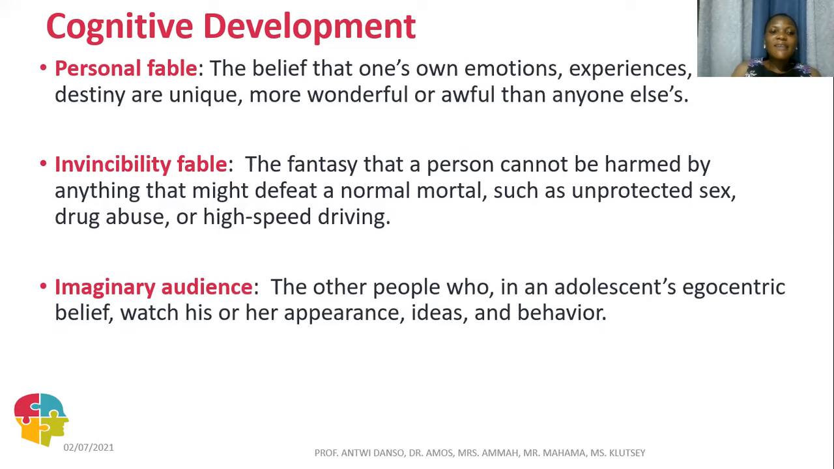Then we have what we call the invincibility fable. They believe that they cannot be harmed by anything that can defeat normal mortals. So they think unprotected sex cannot harm them. They can use drugs. They can speed high. In fact, it is the invincibility fable that makes adolescents go through what we call exploration and experimentation, because they think they can have unprotected sex and nothing will happen to them. They can drive at high speed, nothing will happen to them. They can abuse drugs and they will not be harmed. It is caused by what? The invincibility fable.